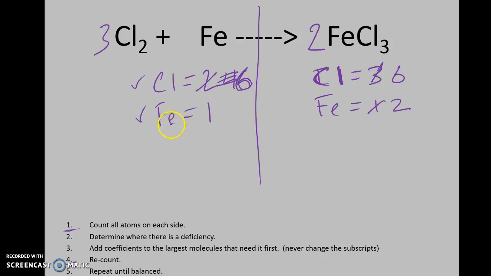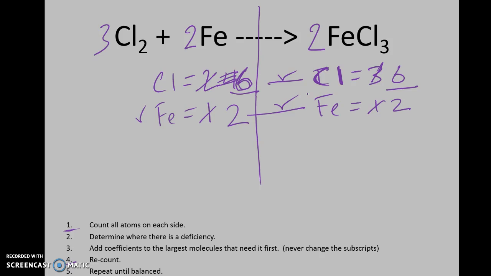And then I'm going to not have a deficiency there anymore. Leaves me with one deficiency here. My deficiency here is by 1, which means I can just change this to a 2 subscript, recount the iron to 2. So I have 6 and 6. That looks good. And I have 2 and 2, and that looks good.